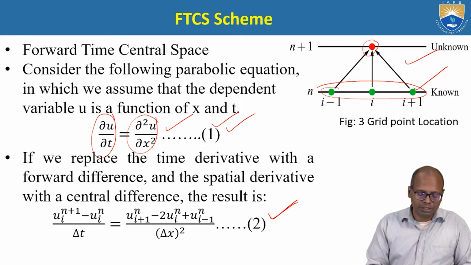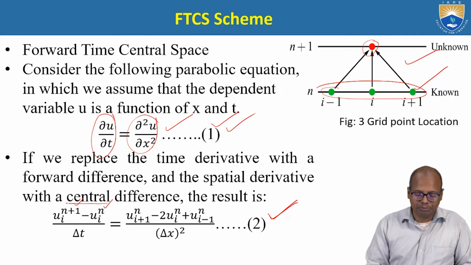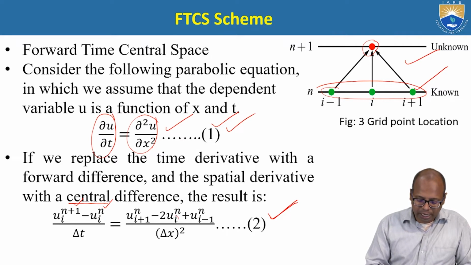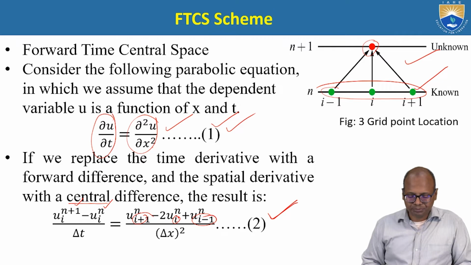So in this finite difference equation, we are at n plus 1 and we are using the nth term, so it is forward in time. And we are at the ith location, using i plus 1 and i minus 1 values, so it is called central difference in space.